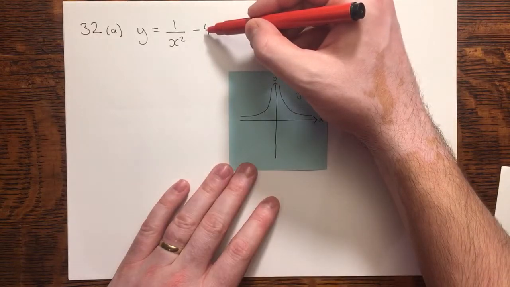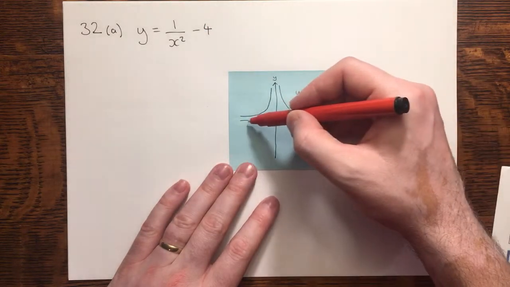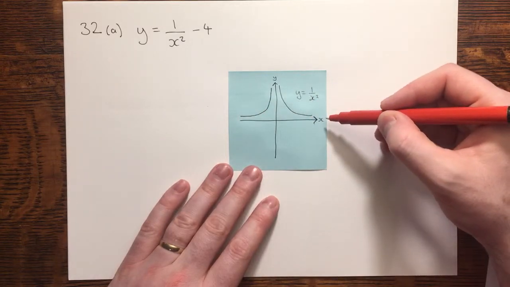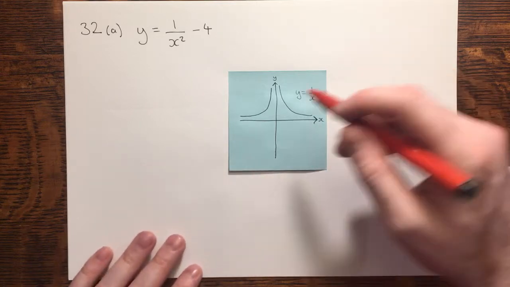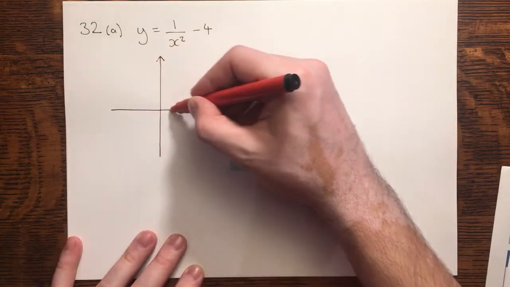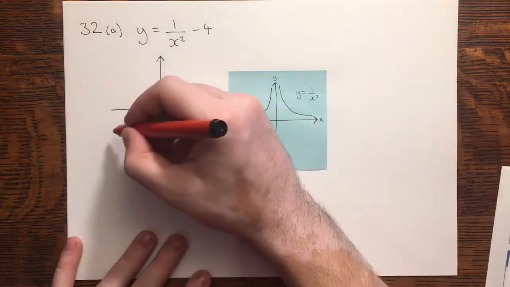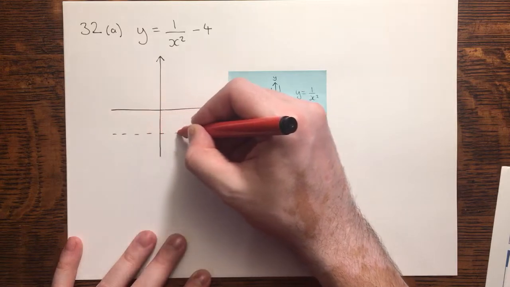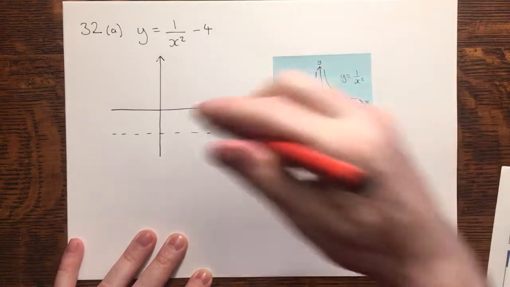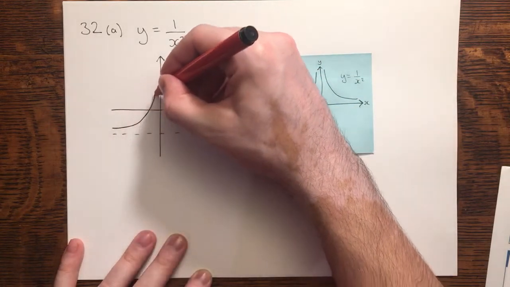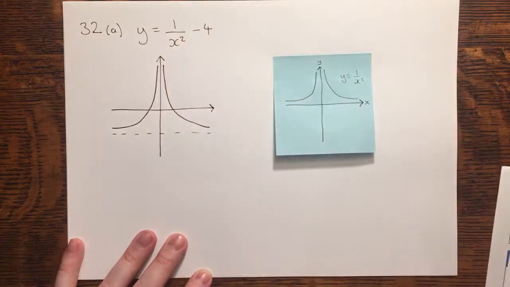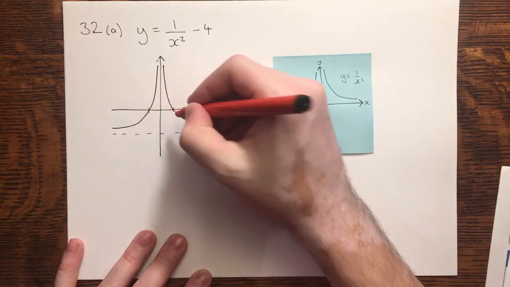It's been translated 4 units down. So instead of having an asymptote at y equals 0, we're going to have an asymptote at y equals minus 4. It will have the same general shape, only translated downwards. That does mean we now have these 2 points here.